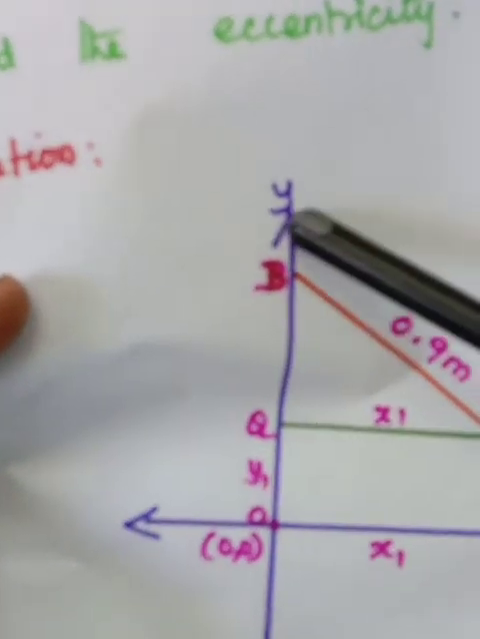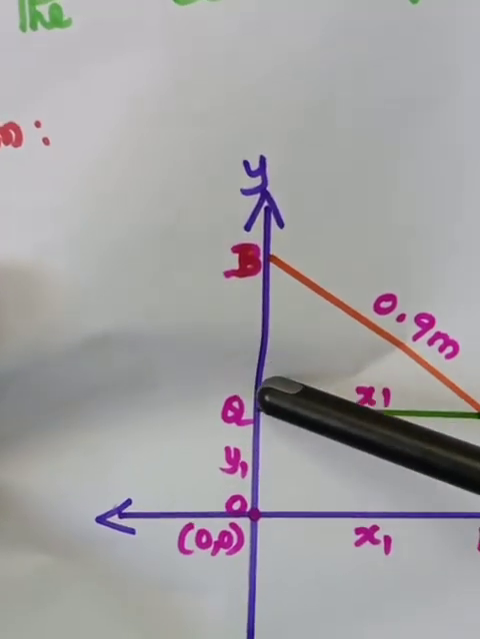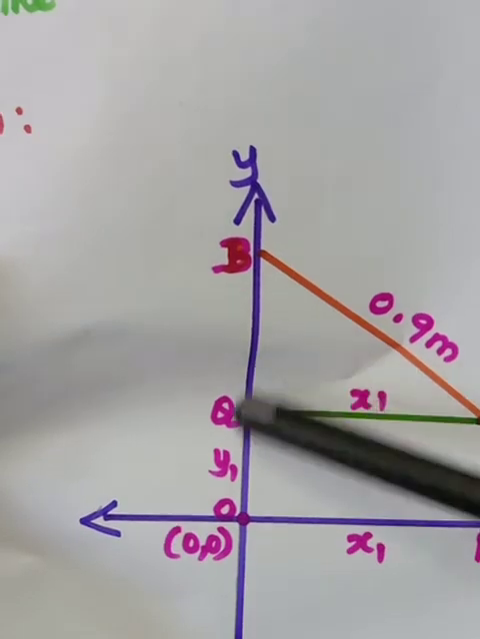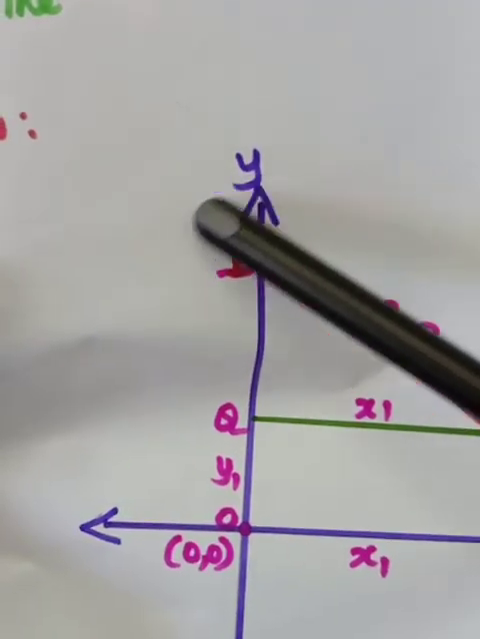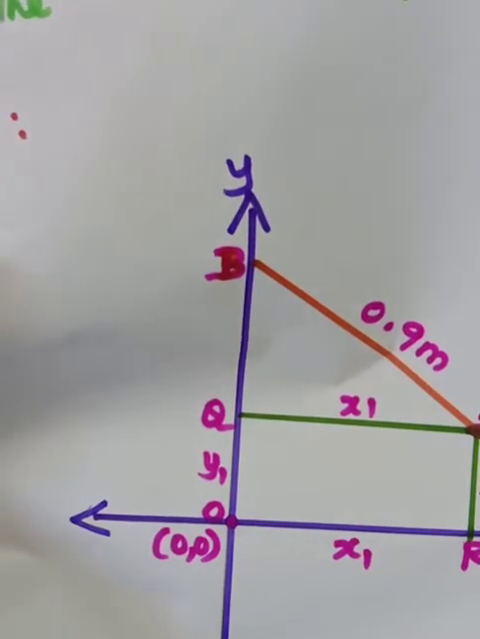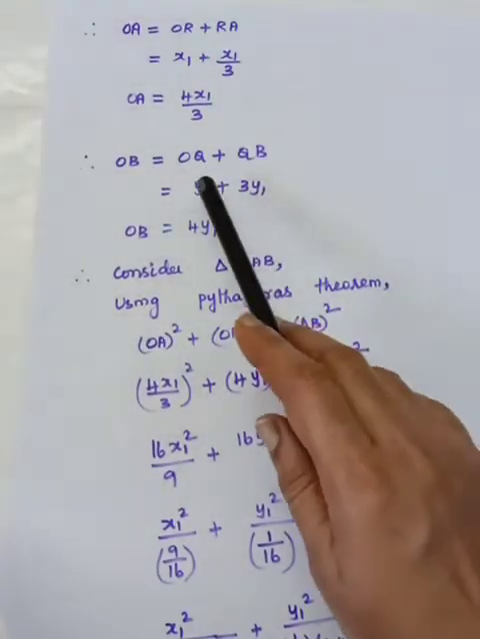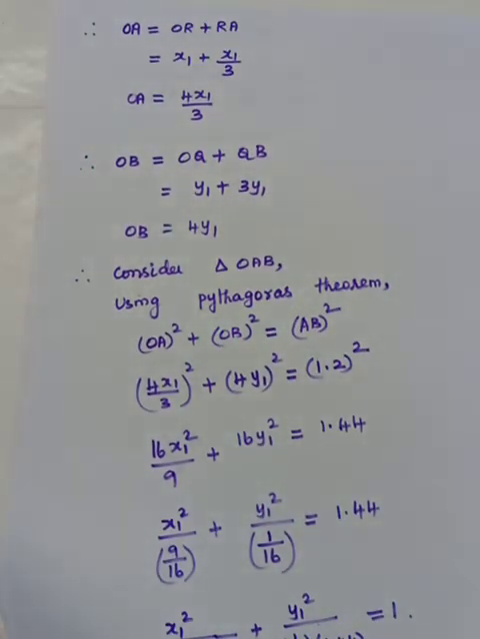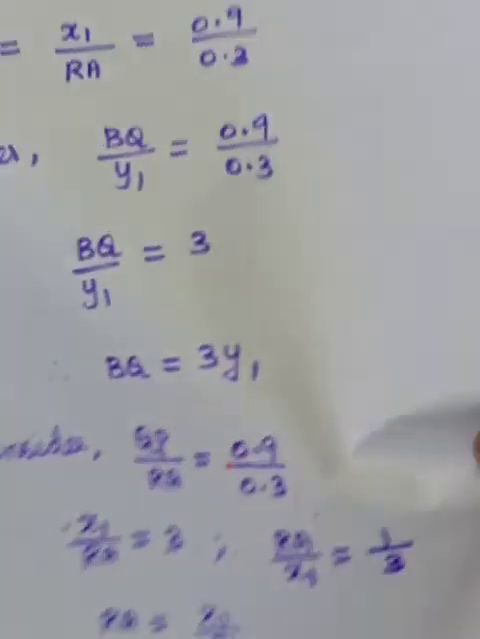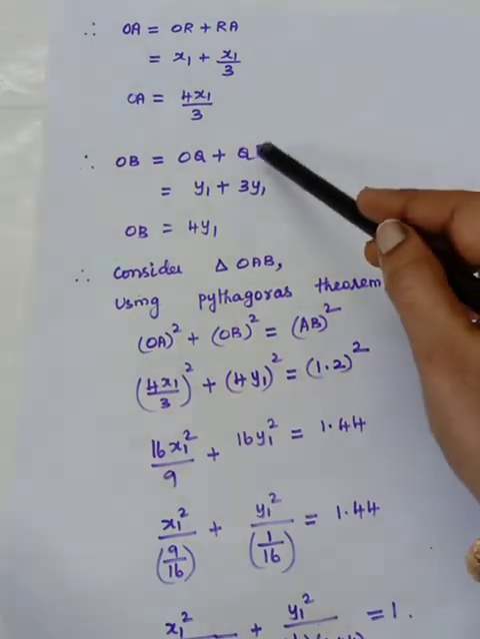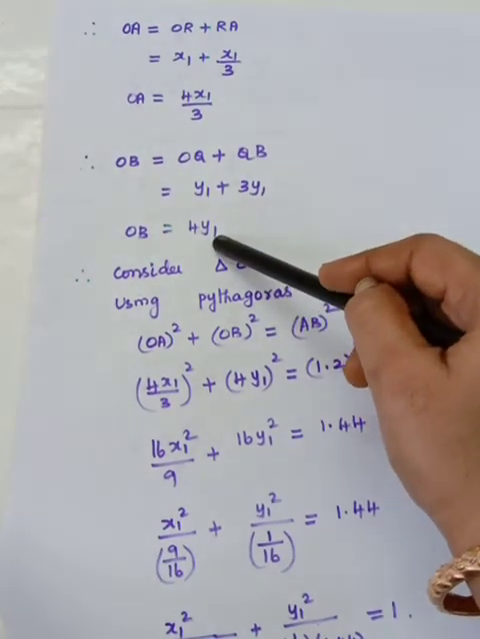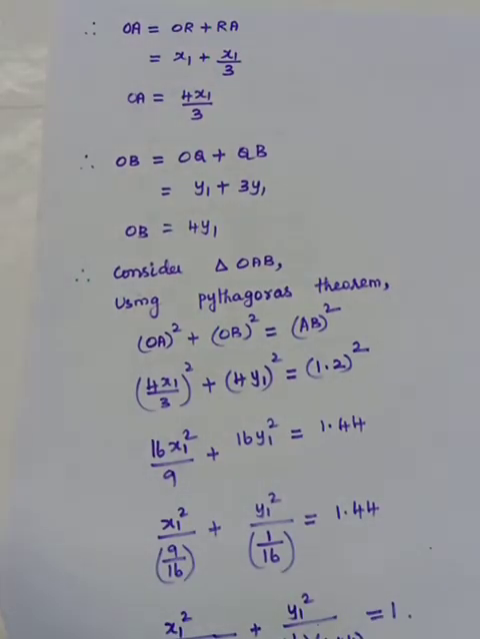In the same way, you can find OB also. What is OB? OB is nothing but OQ plus QB, or BQ. OQ is y1. BQ we have found, it is 3y1. So in the place of QB you have to substitute 3y1. So it is 4y1. So OA and OB we have found.